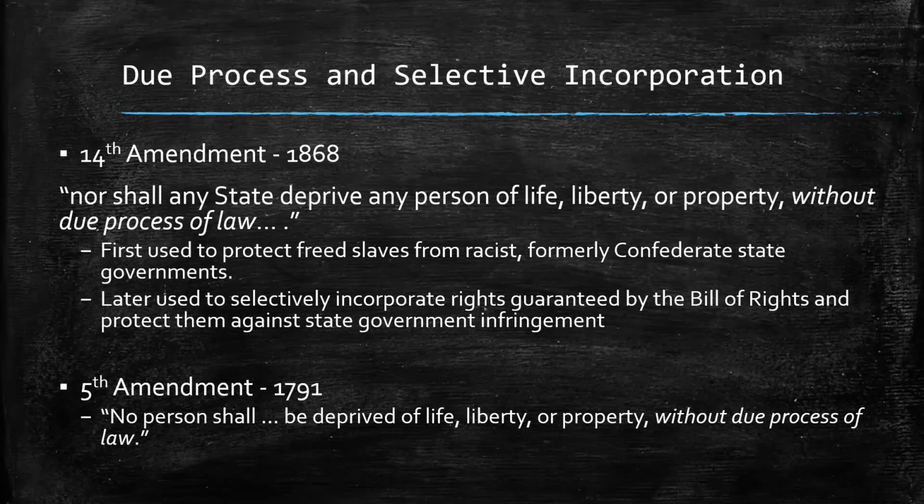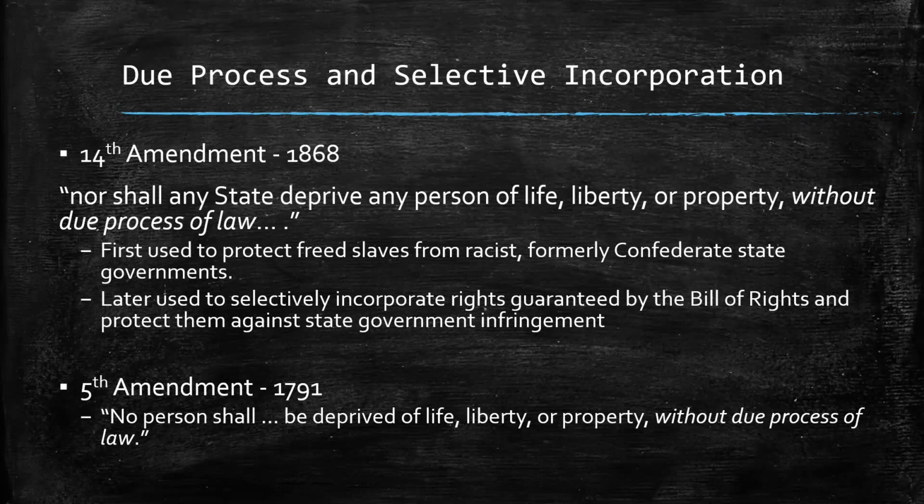So how can state governments be held accountable for violating these rights that are enumerated only in the Bill of Rights? Well, the answer to that question starts with the similarity in language between the 5th and the 14th Amendment, and that's what I've put up here on the slide. Because of their common language, which you see italicized here, both amendments say, without due process of law. Out of that common language, they developed a constitutional principle known as selective incorporation.